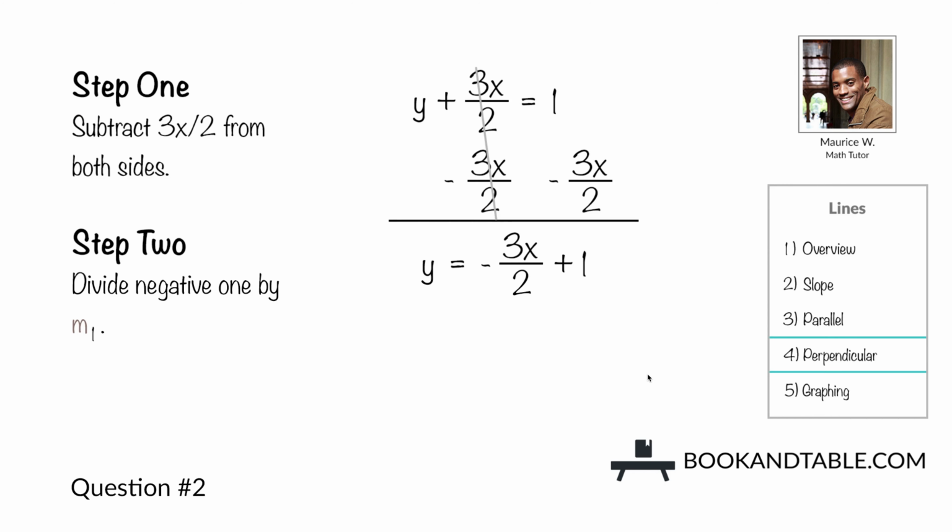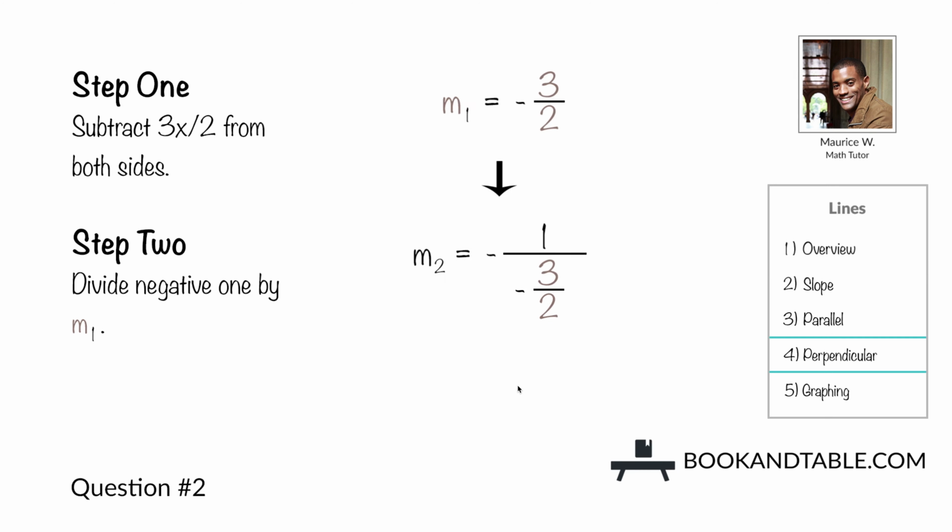Let's take a look at question number 2. We want to change it to slope-intercept form. So step 1, subtract 3x over 2 from both sides. This gives you y is equal to -3x over 2 plus 1. So we see that the slope of this first line is -3/2. So we want to divide -1 by -3/2. -1 divided by -3 over 2.